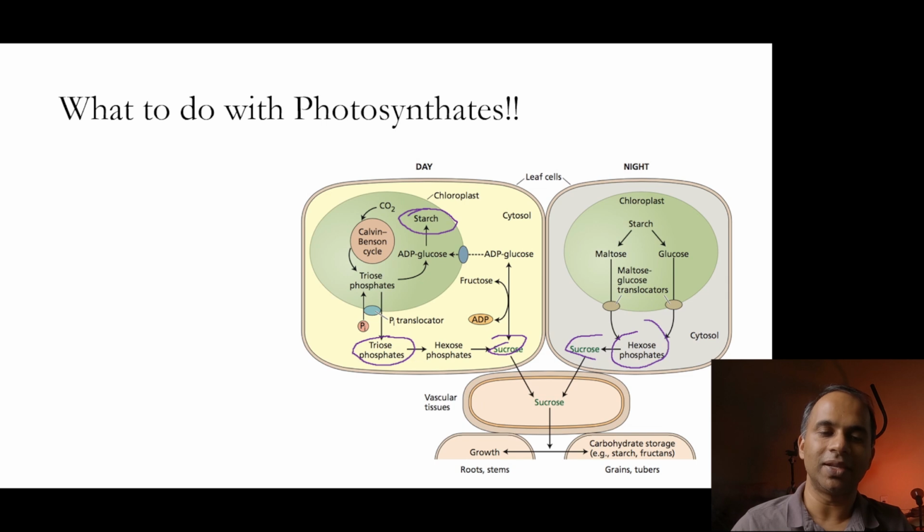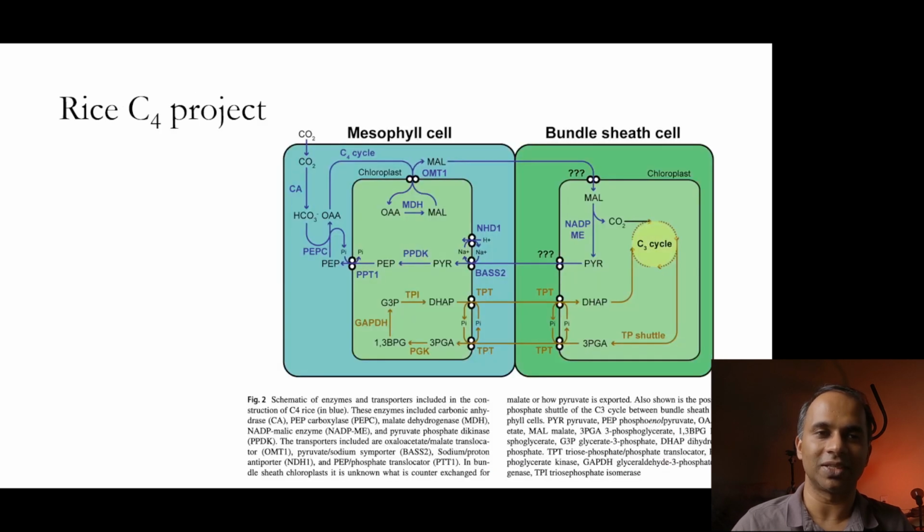Okay, so let's see what they try to achieve through the Rice C4 project. If you look at this diagram, I think I already uploaded that paper into eHub as well. If you're interested, please read it. Otherwise, just focus on what I'm talking about. So in order to make that kind of a system, rice already has bundle sheath cells, but they are not involved in the same thing as in C4 plants. Instead, as far as I remember, they are involved in more like sulfate and nitrogen metabolism. So that is their focus, but not to do C4 photosynthesis.